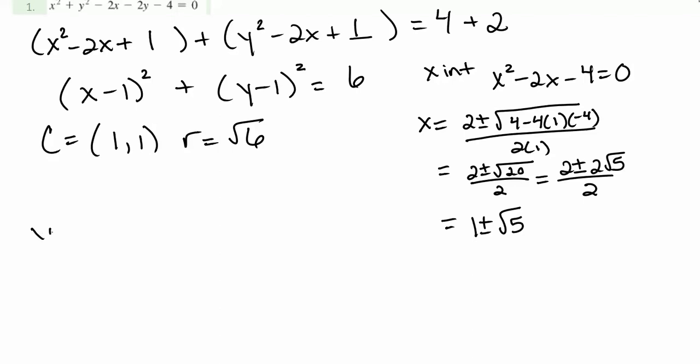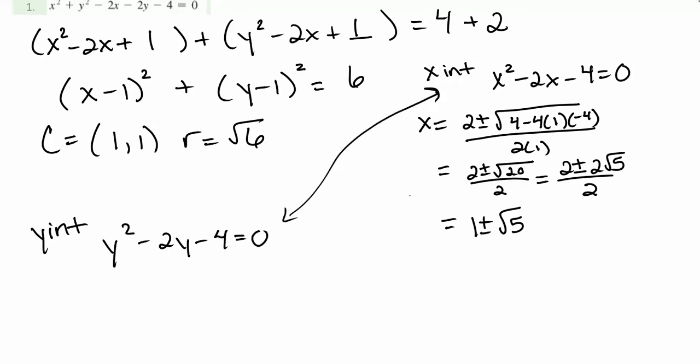To get your y-intercept, you plug 0 in for x. So we'll plug 0 in for x, and we'll get y squared minus 2y minus 4 equals 0. Well, look at that. That's exactly what we started with. So we could do all this work, but we would see that our y-intercept is 1 plus or minus the square root of 5.